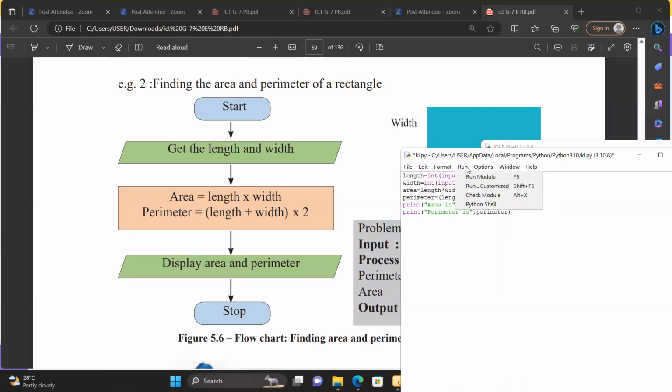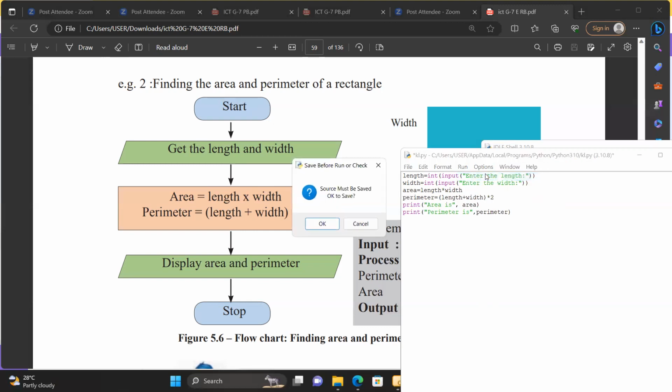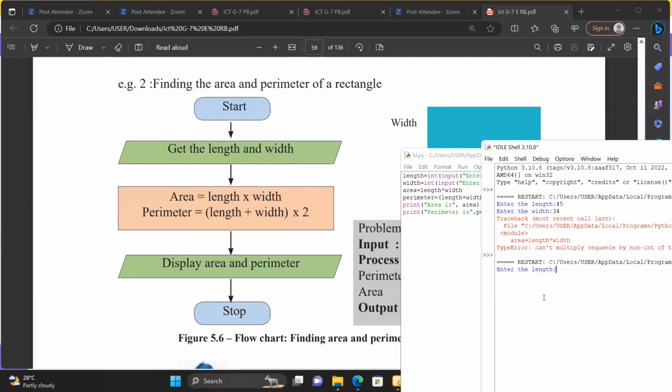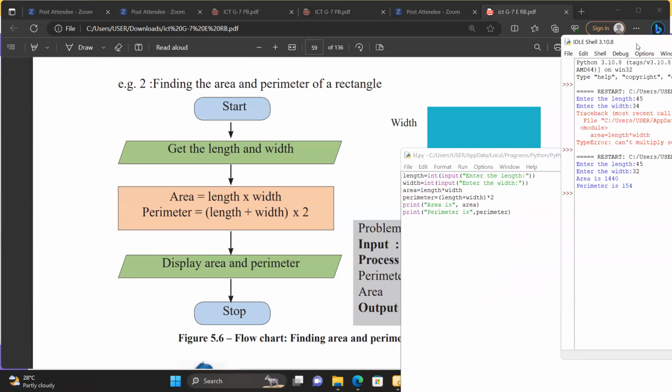Let's run this, run module. Okay. Length. You can see the area and the perimeter. It's very, very easy. You can take a screenshot and try this later, but this is not related to you.